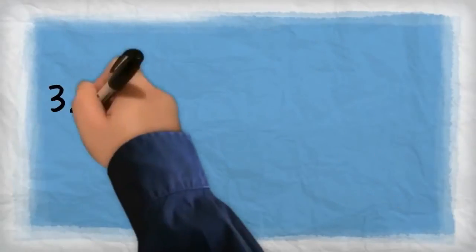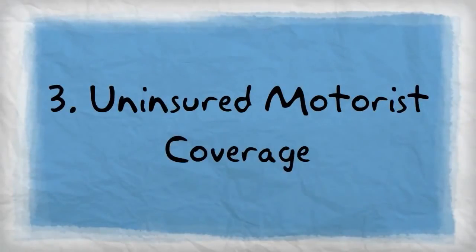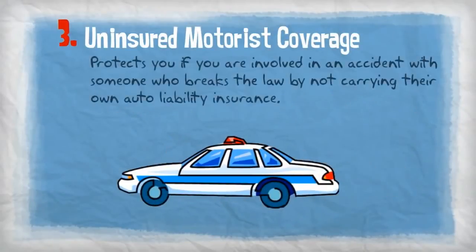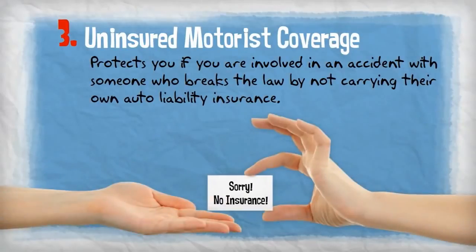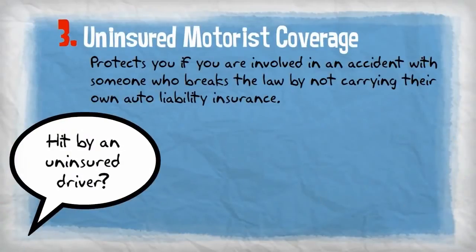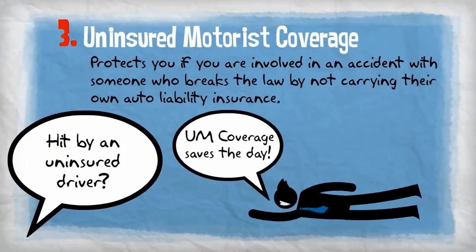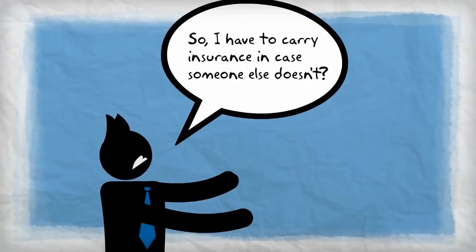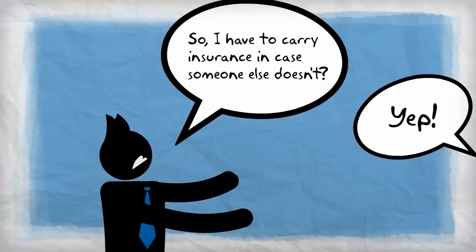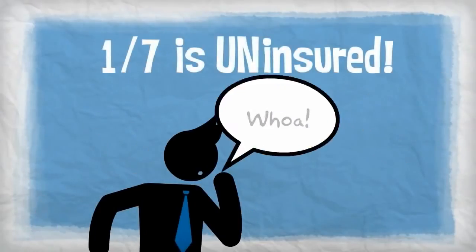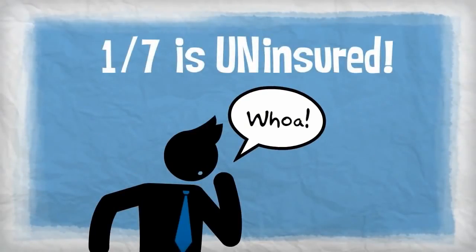The third part of personal auto insurance is uninsured motorist coverage. This coverage protects you if you're involved in an accident with someone who breaks the law by not carrying their own auto liability insurance. It does this by helping pay for any medical expenses you incur as a result of getting hit by an uninsured driver. And although it may not sound fair, these types of accidents do happen. According to statistics, nearly 1 in 7 drivers on the road is uninsured, which makes protecting yourself an absolute necessity.